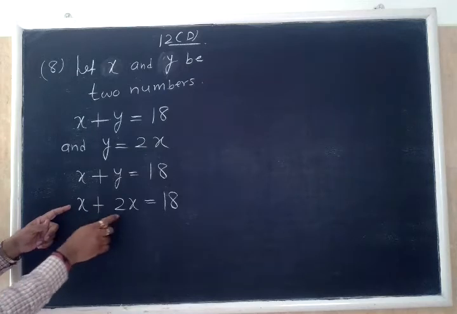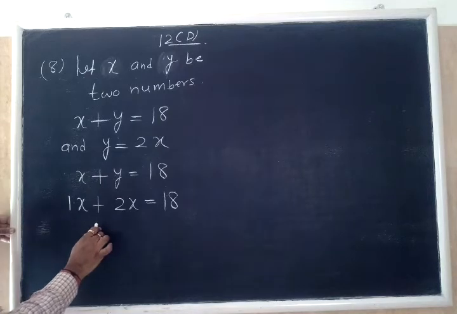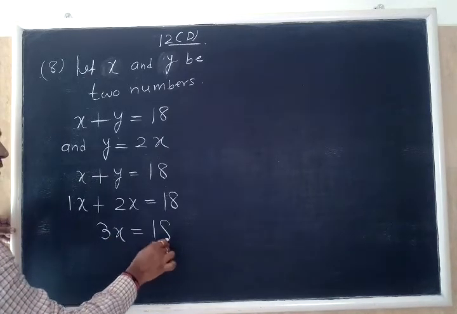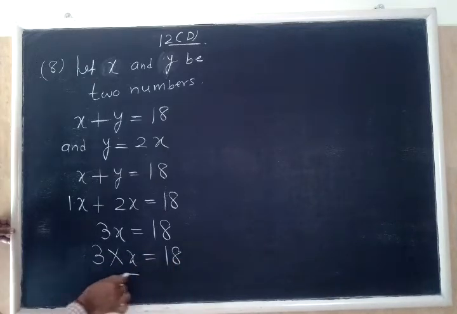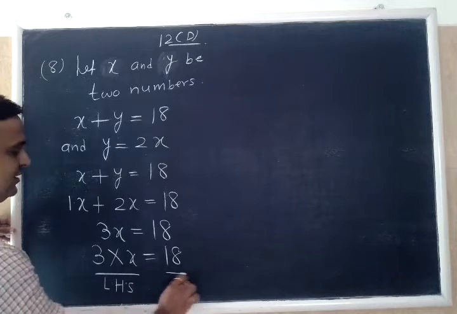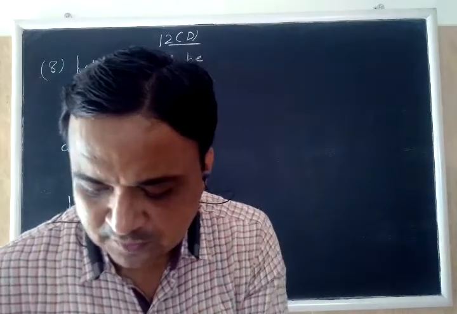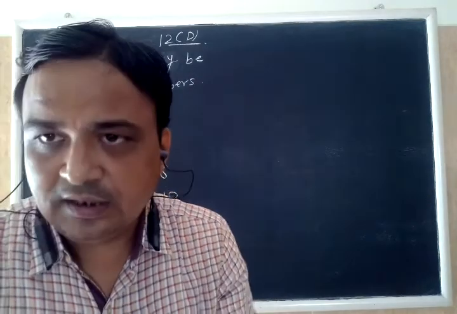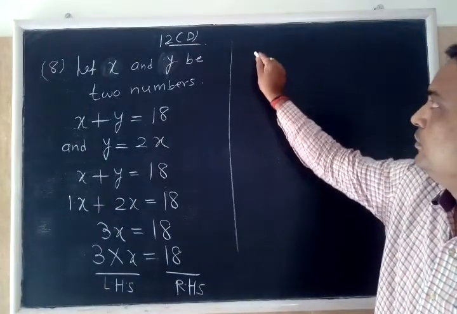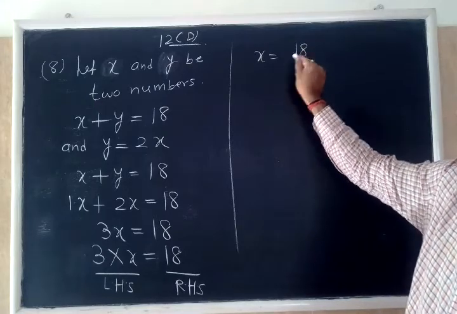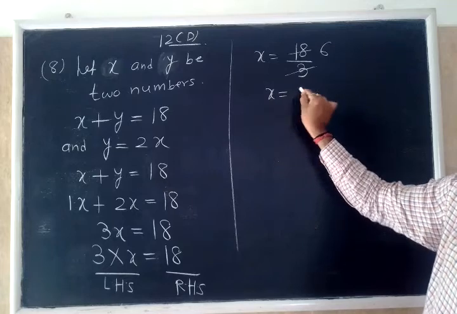Now what is x plus 2x? X means 1x, so 3x. 3x is equal to 18. What do you mean by 3x? 3 into x is equal to 18. This is my left hand side and this is my right hand side. On the left hand side 3 is in multiplication, so 3 will go in the division. So x is equal to 18 by 3. Now 3 1s are 3, 3 6s are 18. So x is equal to 6.